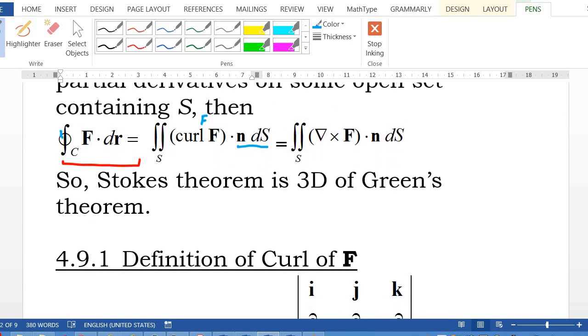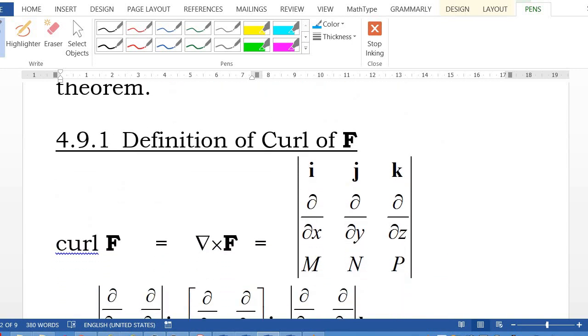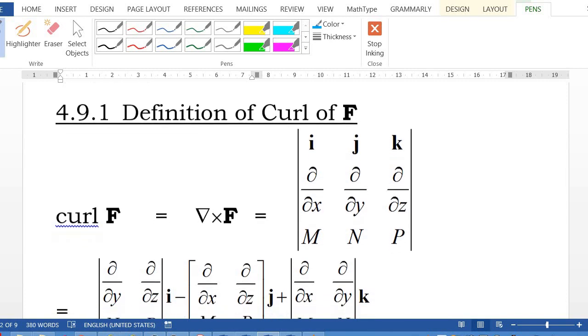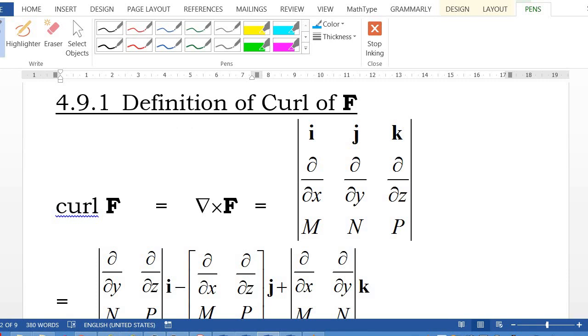Curl, actually, we have learned what a curl is when learning about the conservative vector field F. When F is conservative, then curl of F equals 0. Here we recall what the curl of F is. Curl of F is denoted by del cross F. If F is 3D, then your del is ∂/∂x i plus ∂/∂y j plus ∂/∂z k, crossed with the vector F consisting of M i plus N j plus P k.